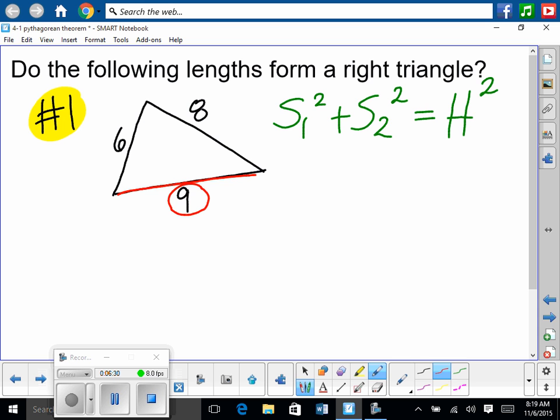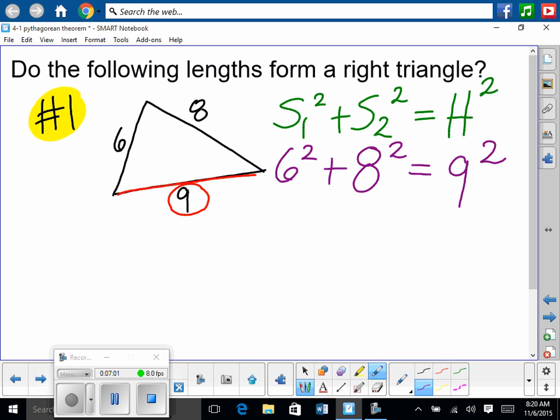Okay, so if this is a right triangle, then side 1 squared, which is 6 or 8, it doesn't matter, so I'm going to do 6 squared, plus side 2 squared, which I'm going to go with 8. We have to go with 8 if we went with 6 first. So 6 squared plus 8 squared must be equal to 9 squared. Now, if this is a right triangle, this is a true statement. Does everybody understand that? The Pythagorean Theorem will hold true.